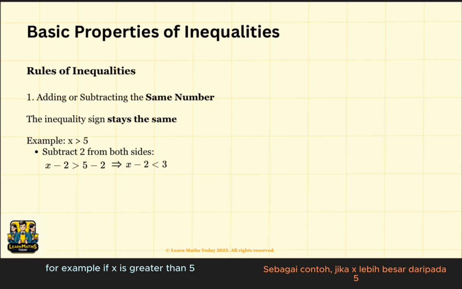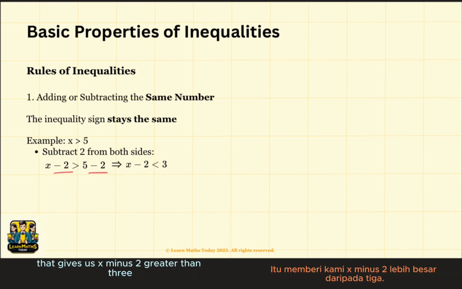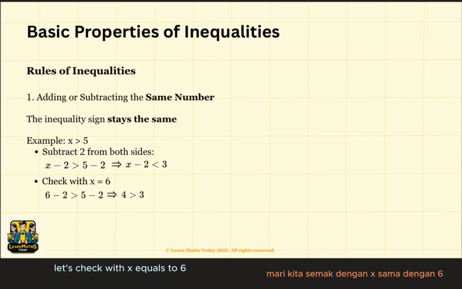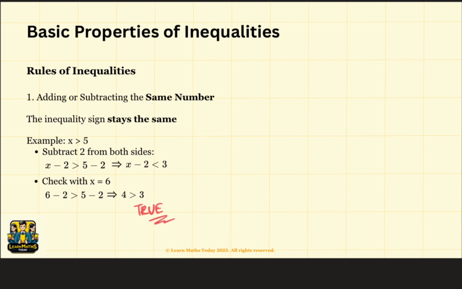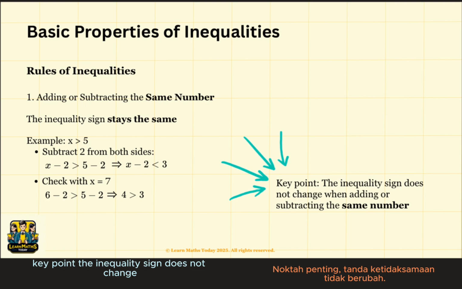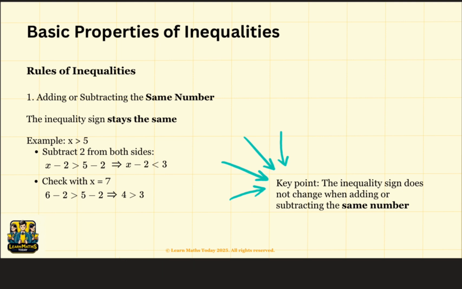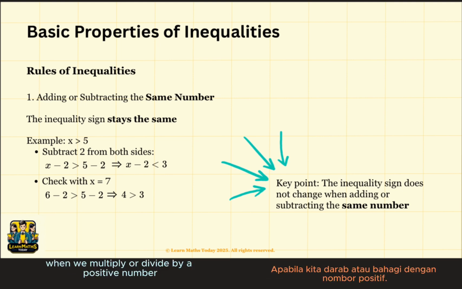For example, if x is greater than 5 and we subtract 2 from both sides, that gives us x minus 2 greater than 3. Let's check with x equals 6. 6 minus 2 greater than 5 minus 2. That gives us 4 greater than 3. This shows the inequality still holds. Key point: the inequality sign does not change when adding or subtracting the same number. Next, we'll see what happens when we multiply or divide by a positive number.